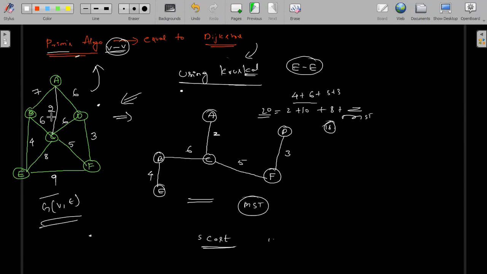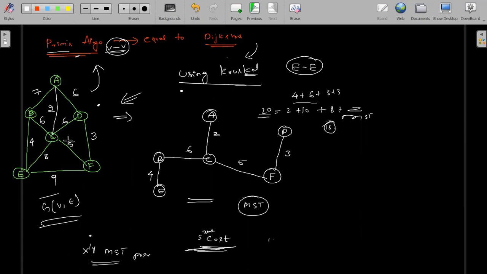Again, suppose the cost is the same everywhere, like 7, 7, 7, 7, then multiple MSTs are possible. Multiple MSTs are possible, but you will get the same cost.